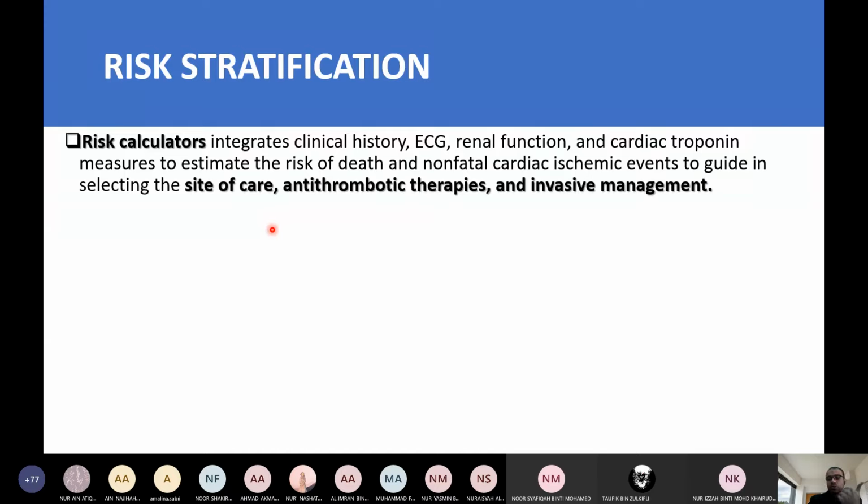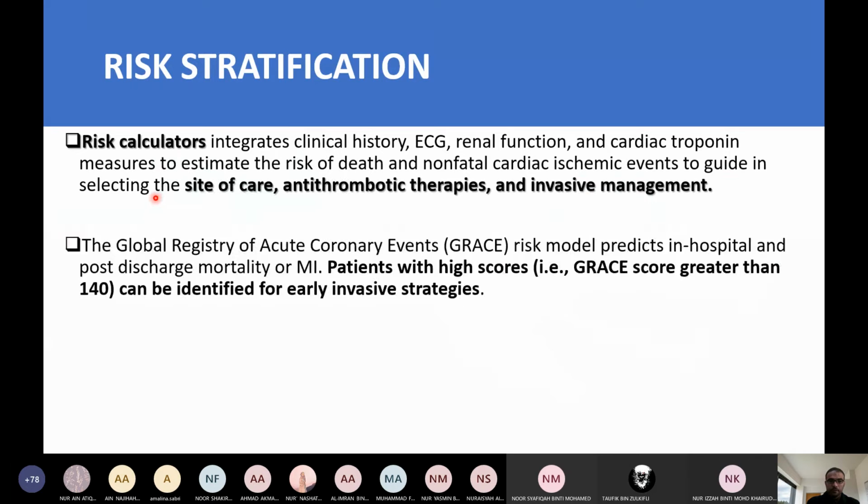So it comes to include or integrate the clinical history, the ECG, the renal function, the troponins, all together. Okay, and the importance of this risk calculator or risk stratification, as I mentioned, is that it will guide where the patient could be managed, because if an invasive strategy needs certain settings to be ready, it will also affect the choice of the antithrombotic therapy, and this one we will discuss, and of course guide the need for the invasive management compared to the medical management.